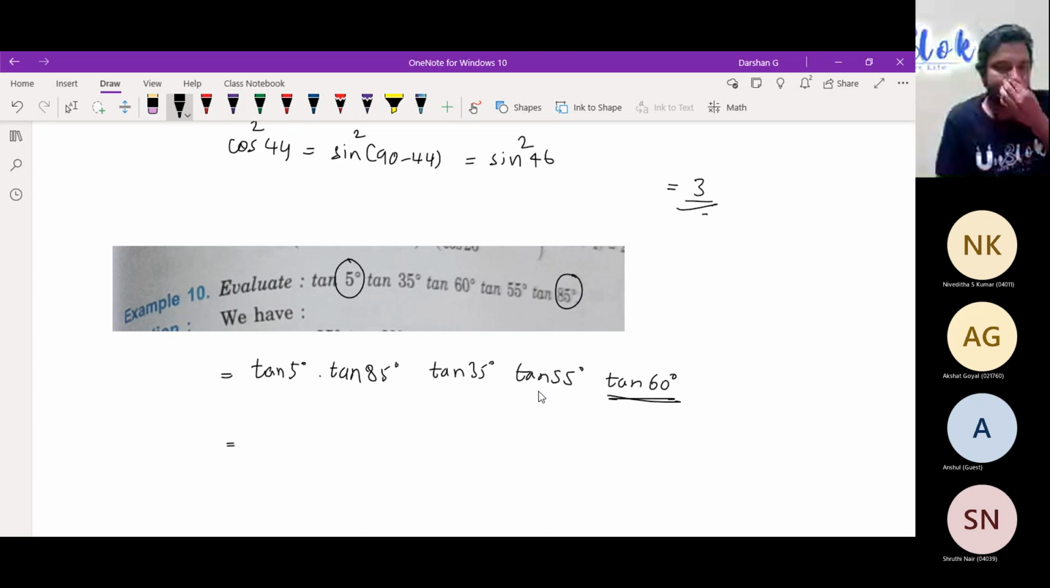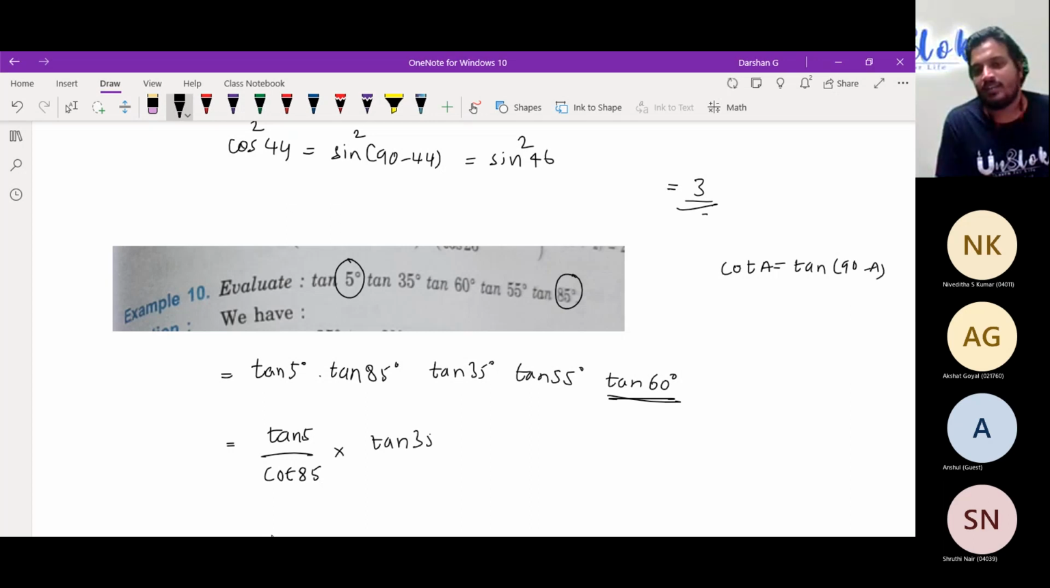Now, tan 5 degrees, I can write. So I'm writing it as tan 5 only. But tan 85, I'm writing it as cot 85. Why am I writing cot 85? I know cot A is nothing but tan 90 minus A. So in that idea, I'm writing like this. The second part, I'm writing it as tan 35 divided by cot 55. Why am I writing cot? Because I know cot theta equals 1 by tan theta. It's a reciprocal. Tan 60, I'm writing it like that itself.